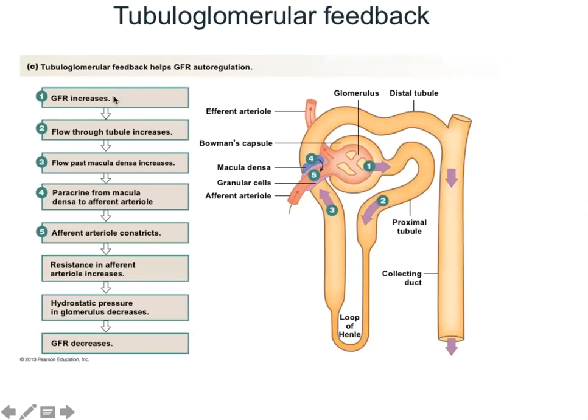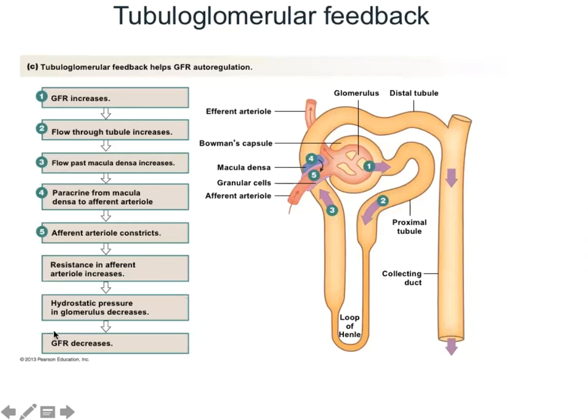Start from the GFR increase, because GFR increase means too much blood comes from the afferent arteriole, and this balloon becomes too big. That's why the GFR increases. With the GFR increase, the flow from the glomerulus to the Bowman's capsule increases and goes through the descending loop, loop of Henle, and ascending loop. When it gets to the ascending loop, the macula densa cells are stretched more, so they release paracrine. That paracrine signal is picked up by the granular cells in the afferent arteriole and causes vasoconstriction. We constrict the afferent arteriole, less blood goes to the glomerulus, and GFR decreases.